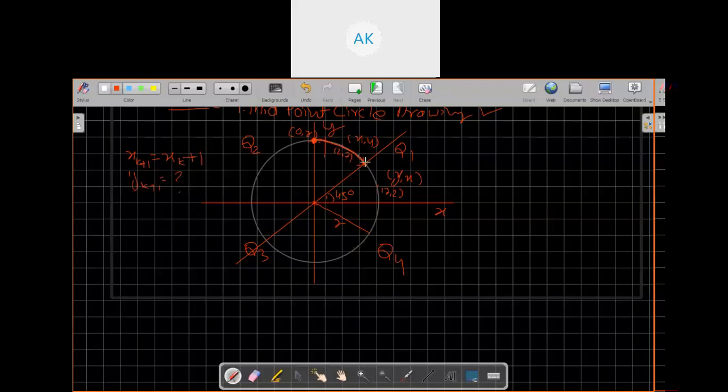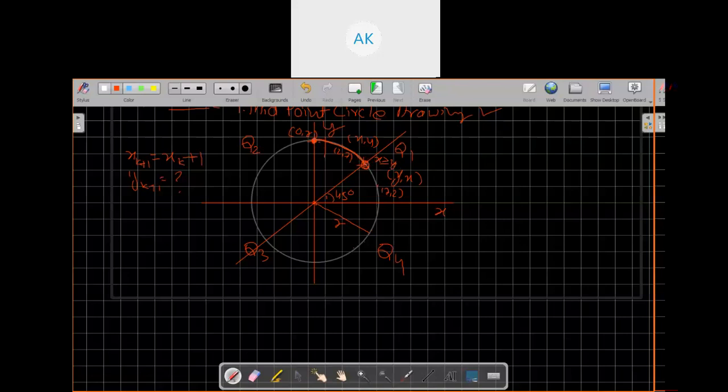At this point, when will we stop calculating? At the point where x will be greater than or equal to y. When your x value becomes greater than y, we stop calculating, or we stop our algorithm here, and the other remaining points we will calculate using symmetric properties. Okay, is it clear? At this point your x will be greater than or equal to y.